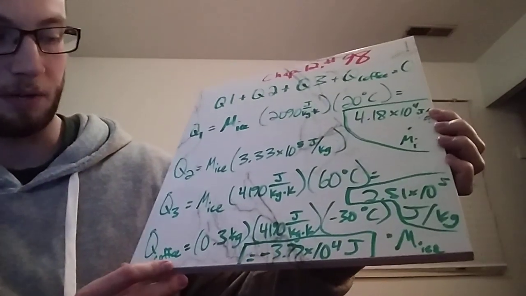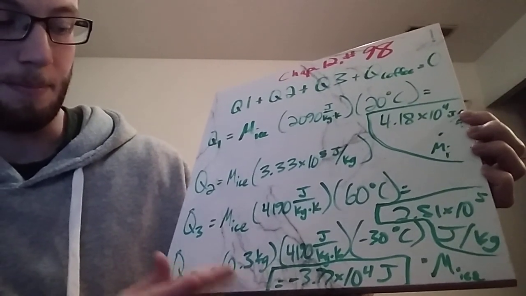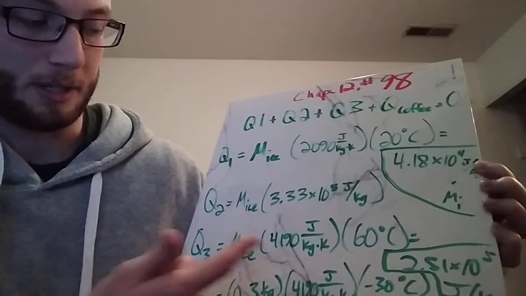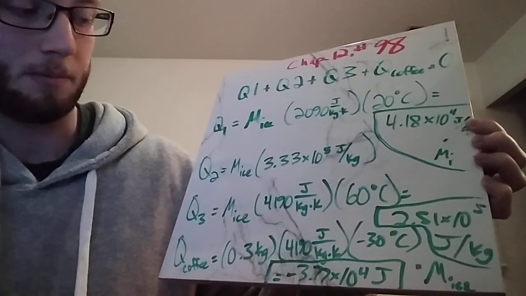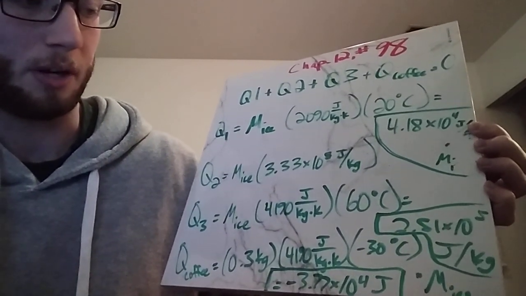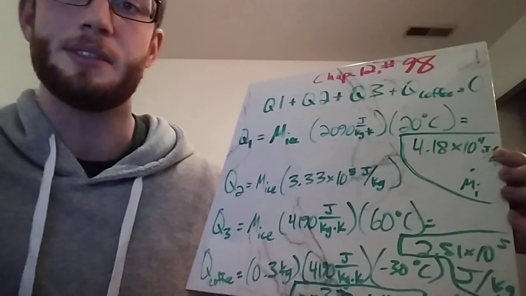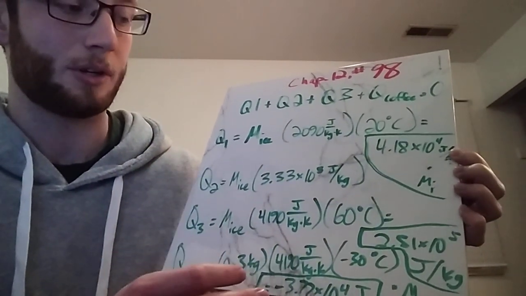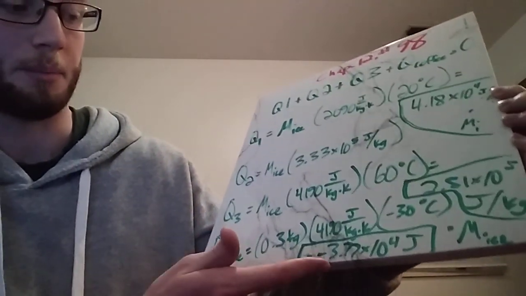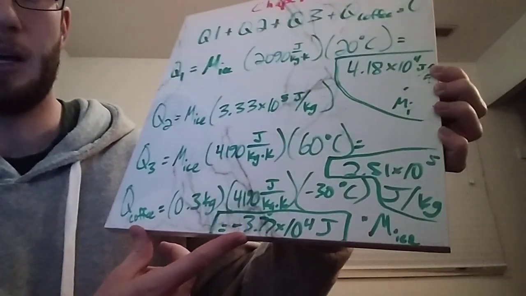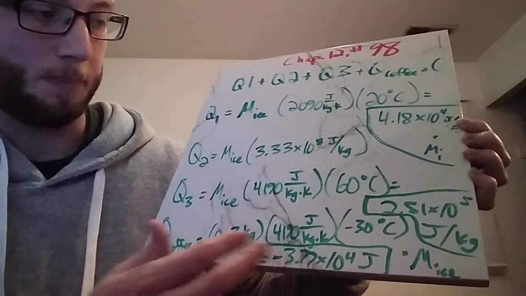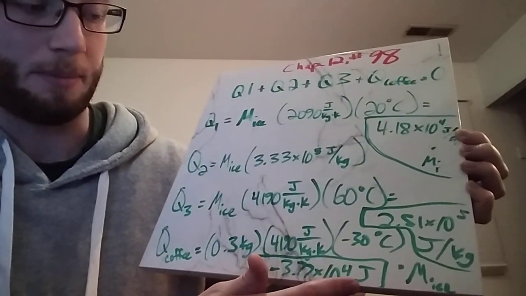And then Q coffee is going to be the mass, 0.3 kilograms, which we were given in the problem, times, again, the constant of water, 4,190 joules per kilogram Kelvin. And then we are decreasing the temperature of the coffee by 30 degrees, so we're going to then multiply it by negative 30 degrees Celsius. We'll come up with a value of negative 3.77 times 10 to the 4th joules. And then this one will not be multiplied by the mass of the ice.